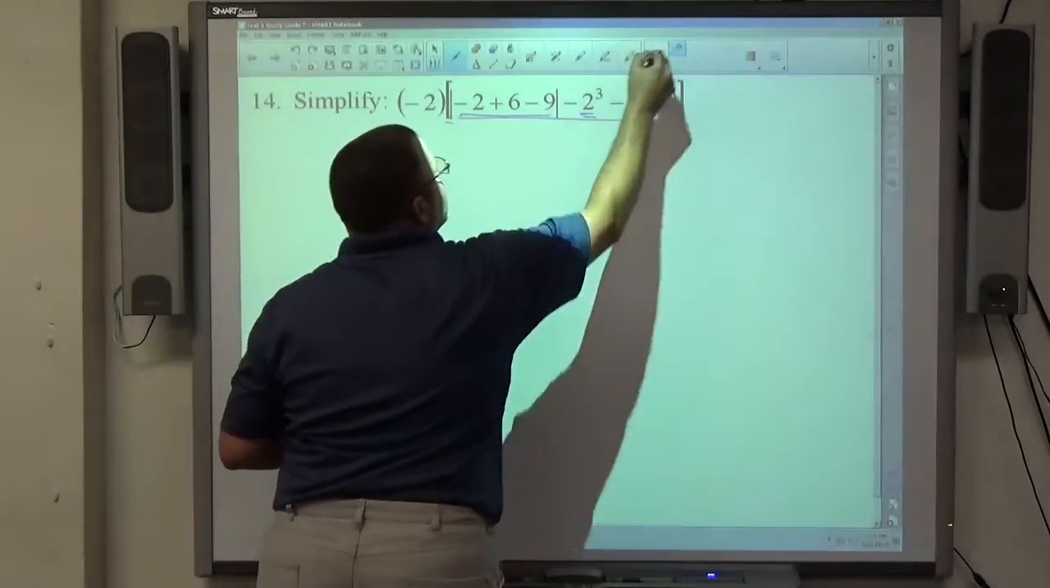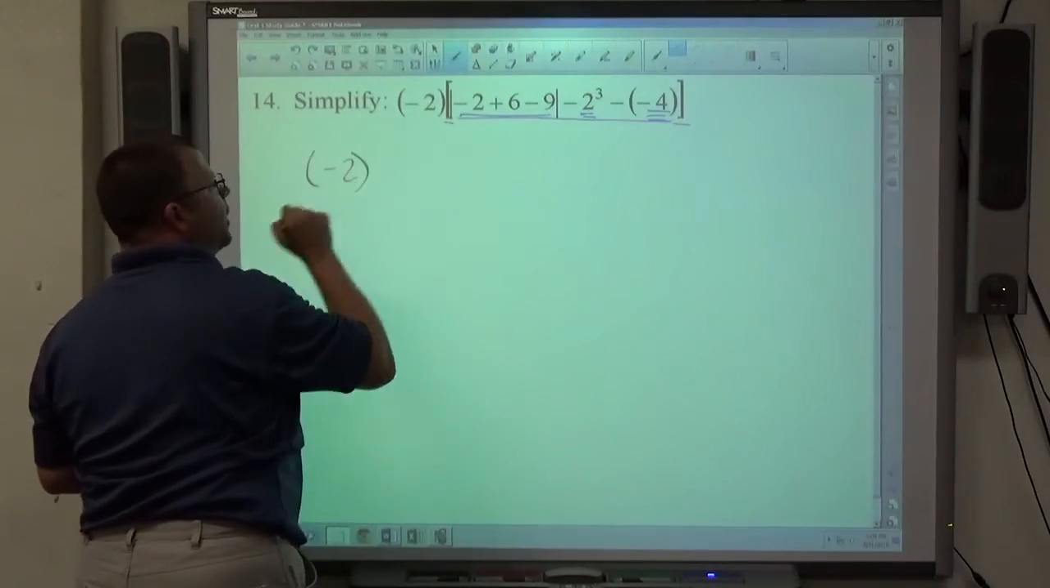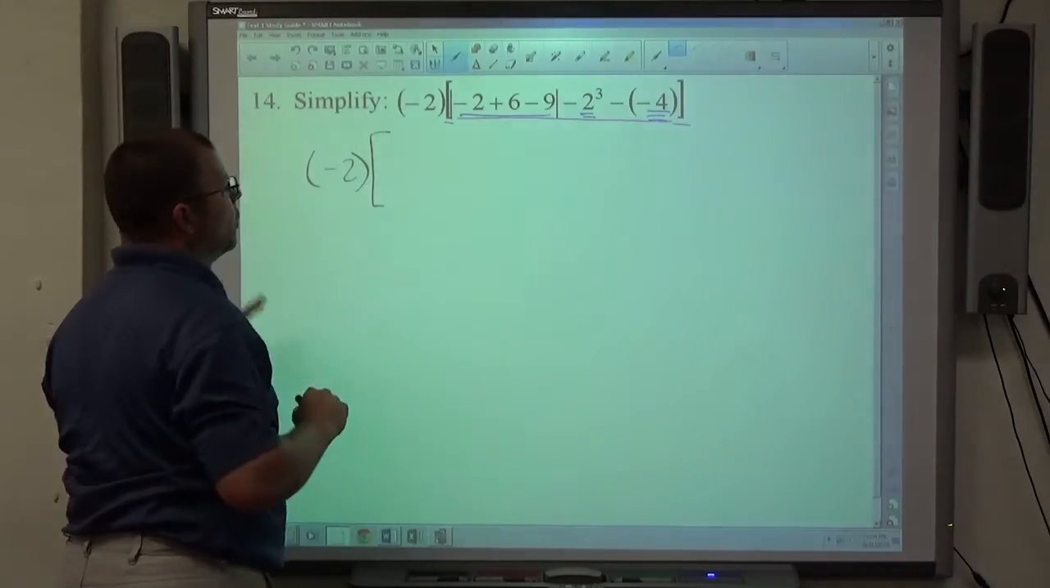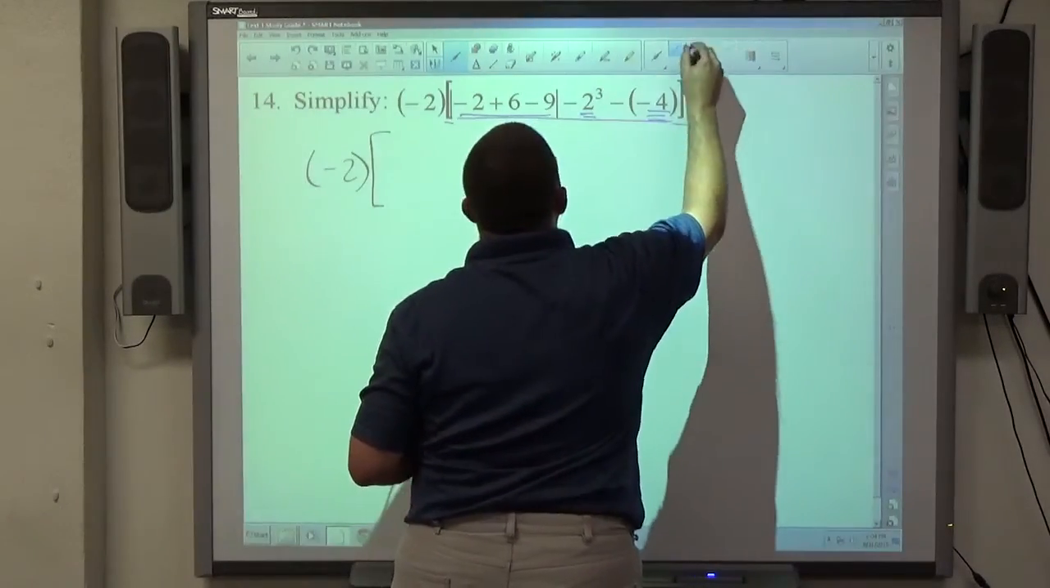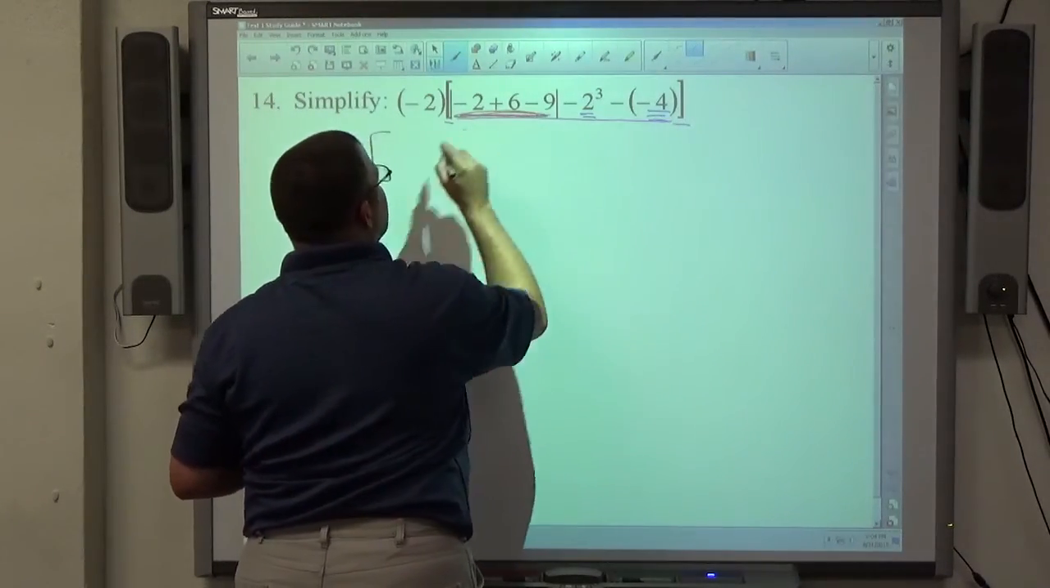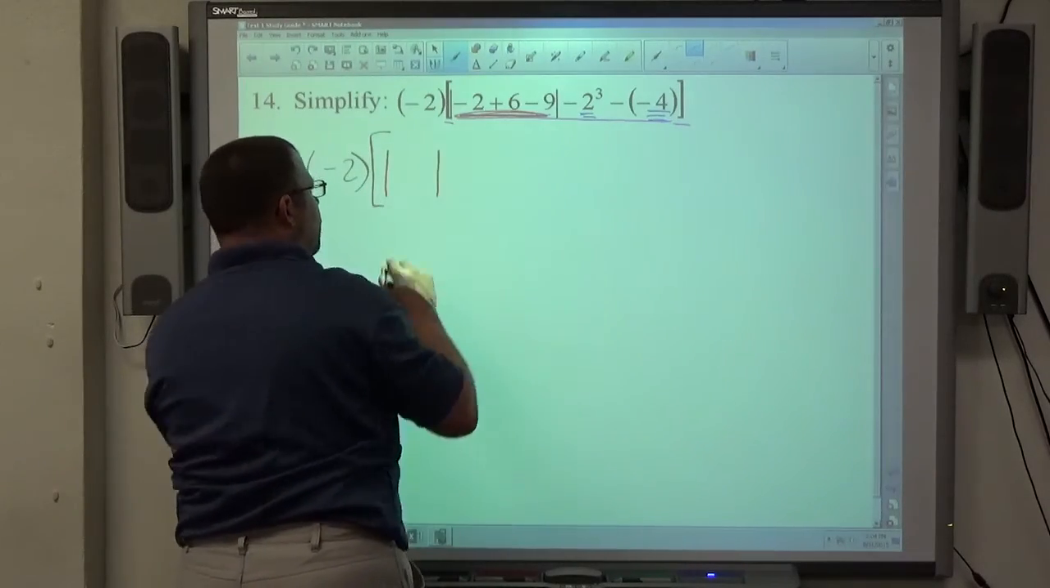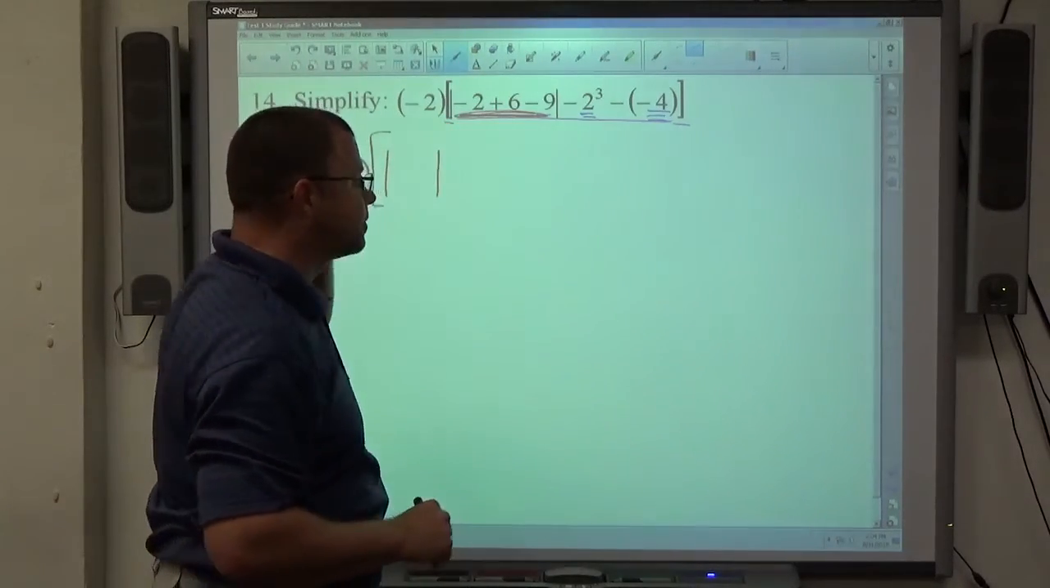So this negative 2 out in front stays right out in front. I'm going to put a big bracket because I'm not doing the whole bracket yet. I'm going to do pieces of it. If I focus first of all on the absolute value expression, I've got absolute value bars. I don't do the bars until I get a single number.